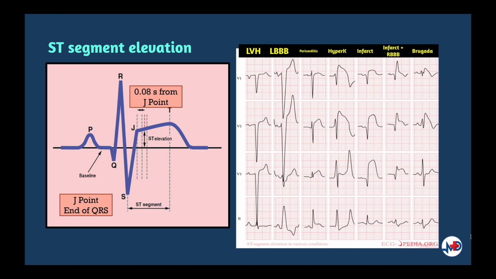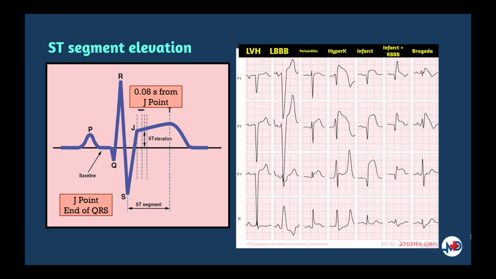Next is ST segment elevation. So we'll be looking at both elevation and depression. For elevation, the ST segment represents ventricular repolarization. Repolarization follows upon contraction and depolarization. During the repolarization, the cardiac myocytes elongate and prepare for the next heartbeat.